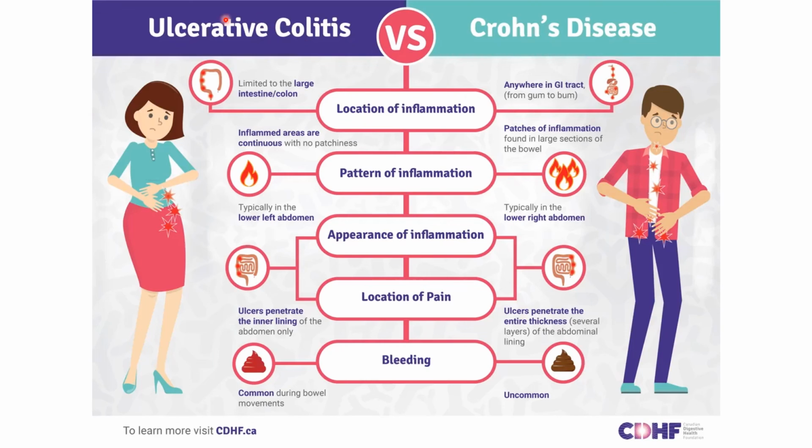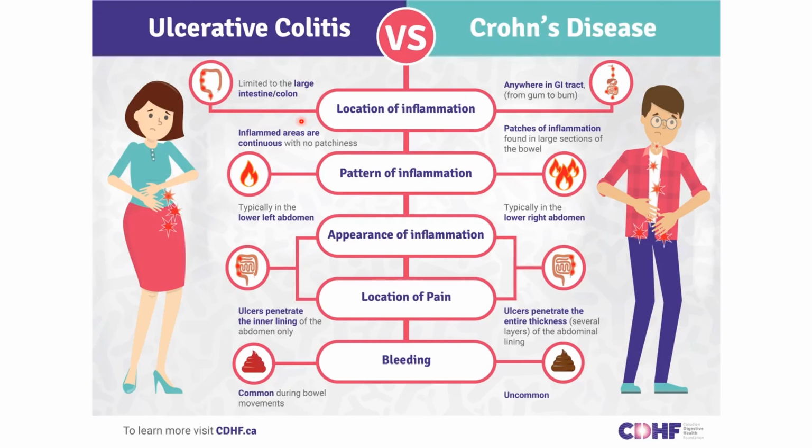So here, just this image is great. It is an image from the Canadian Digestive Health Foundation. It essentially just summarizes there the differences between ulcerative colitis and Crohn's disease. So first, with the location of inflammation, ulcerative colitis is limited to the large intestine, Crohn's anywhere in the GI tract.